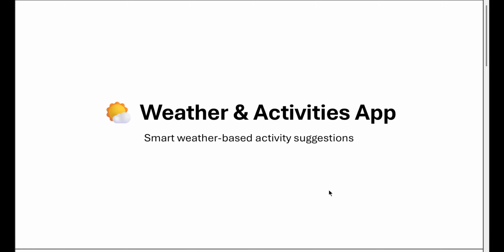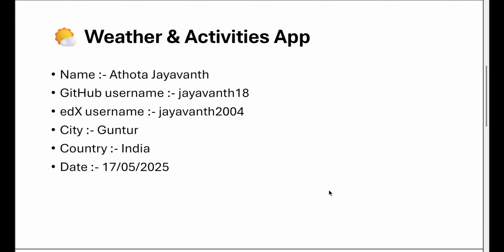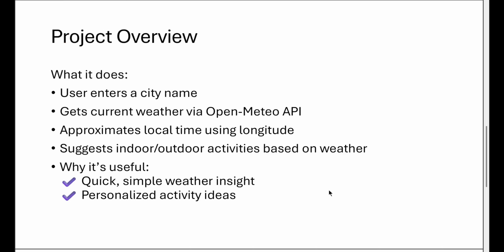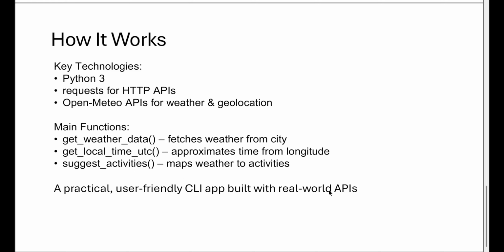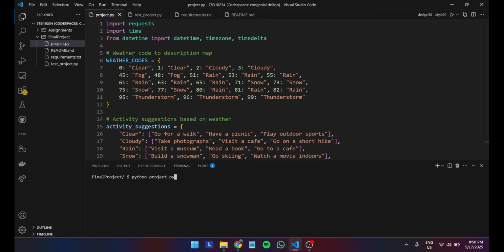Hi, my final project for CS50P is a command line Python app called Weather and Activities app. What it does is basically it takes a city name as input from user, then it fetches a current weather for that city using Open-Meteo API. I'm going to show it now.